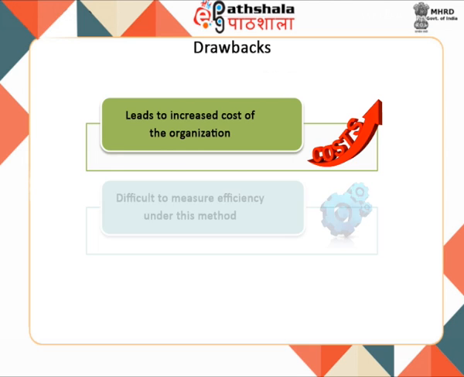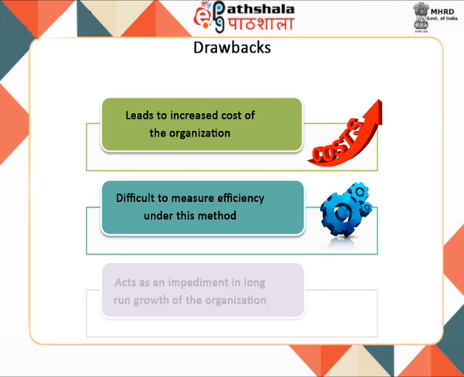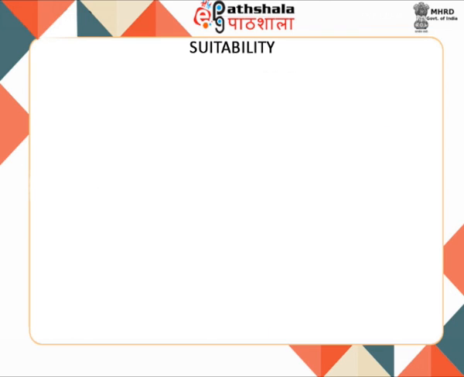F. It is difficult to measure efficiency under this method as workers are paid at an equal wage rate. G. This method acts as an impediment in the long run growth of the organization because workers are not efficiently working, they lack incentive to work hard and gradually shirk responsibilities, which overall affects the productivity level. Though this method has various disadvantages, it does not mean it is not suitable at all.